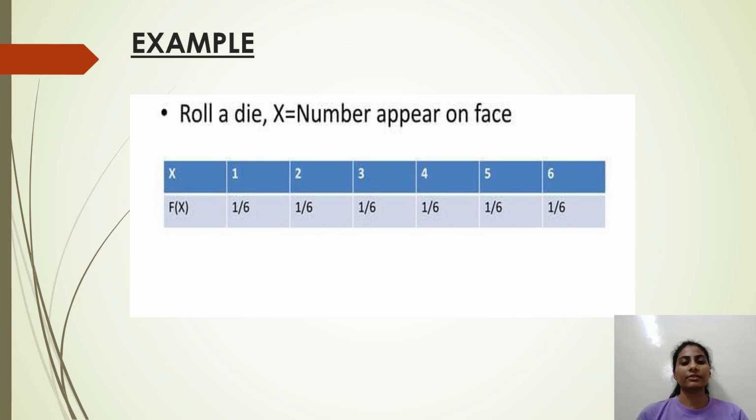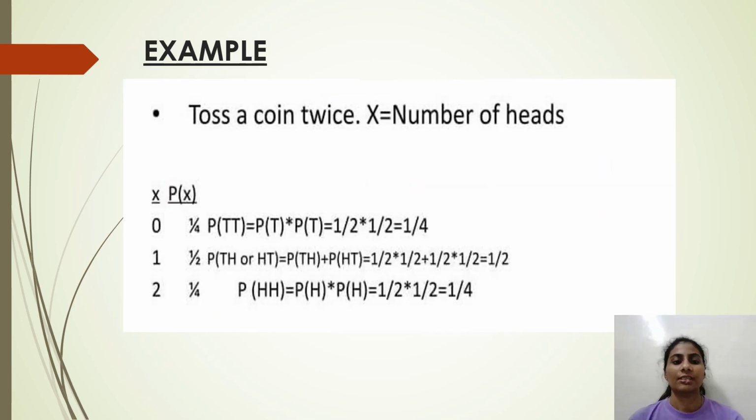If x is equal to 1, then f of x, that is, the probability of the outcome, will be 1 by 6. If x is equal to 2, then f of x will be 1 by 6. If x is equal to 3, then f of x will be 1 by 6. It goes on till 6. Here is another example. Toss a coin twice. X is equal to the number of heads.